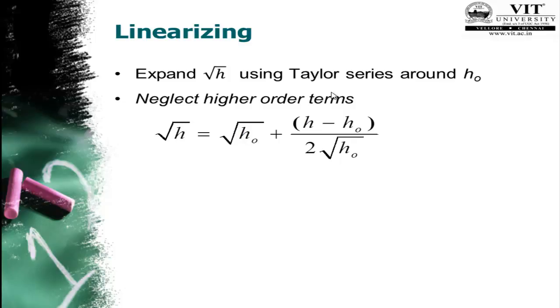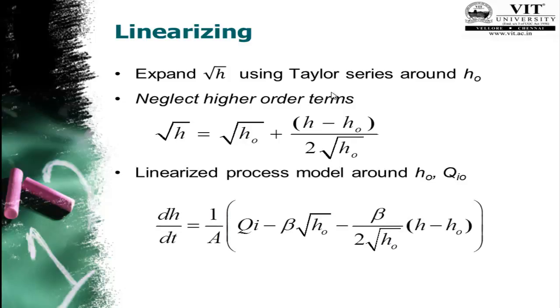Now substituting this in the ODE model equation, we'll get the linearized process model around h naught and Qi naught. So dH by dt is 1 by A multiplied by Qi minus, previously we had beta root h, and now that term is replaced by the Taylor series expansion. Now this is a linear ordinary differential equation which we can simulate easily, and we can do the control system design also.